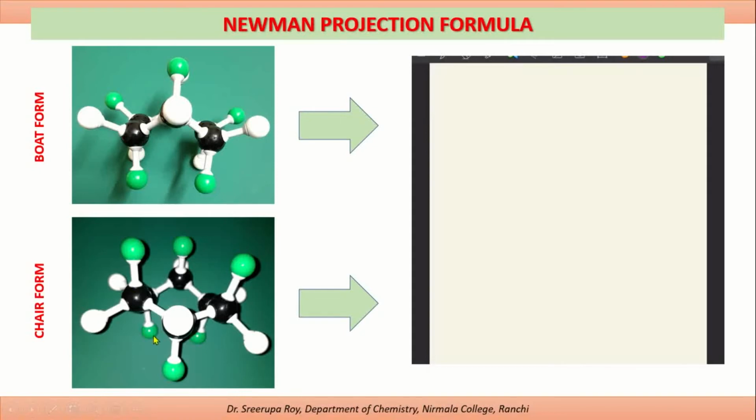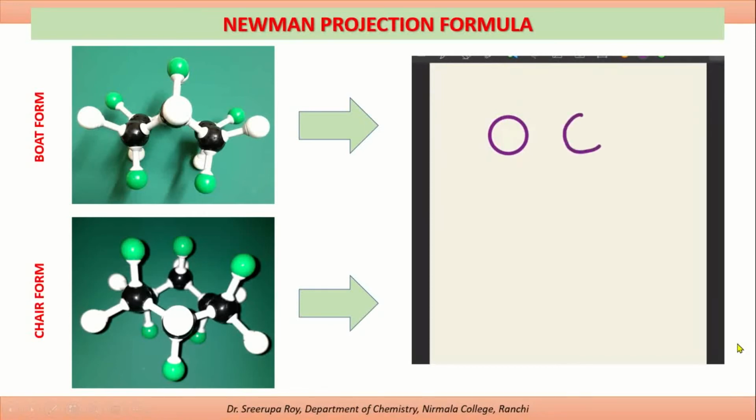Similarly, in the chair form, which is the staggered form of cyclohexane, you can see there are two carbon atoms here, hidden one behind the other. So there is one eclipsed position, there is another eclipsed position. In between, these two carbon atoms are not eclipsed but in staggered form. So while writing the Newman projection for chair form, we will put a circle for these eclipsed carbons and a circle for these eclipsed carbons. Let us see how this can be done.